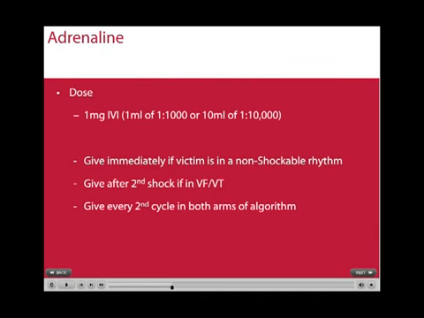The normal dose given in an arrest situation is 1 mg intravenously or intraosseously. You should give the adrenaline immediately if the victim is in a non-shockable rhythm, such as PEA or asystole. If they are in a shockable rhythm, such as VF or VT, the first dose of adrenaline should be given after the second shock. After that, you should give every second cycle in both arms of the non-shockable and shockable algorithm.